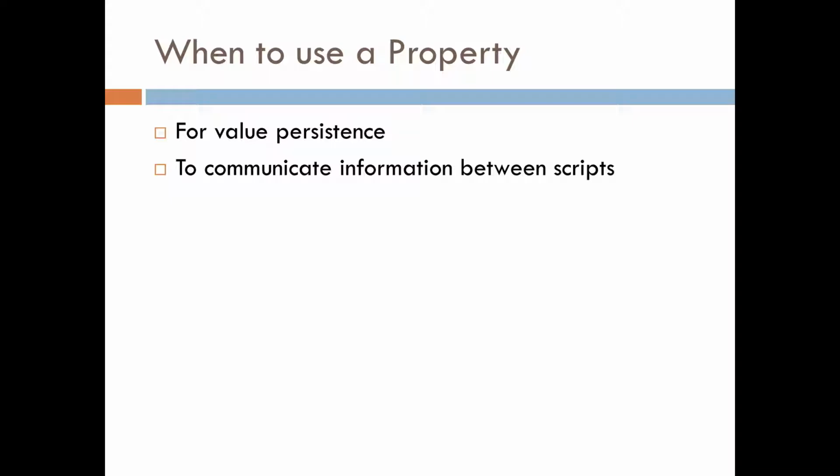So when do you use a property? Anytime that you need value persistence and a normal variable does not cut it. And to communicate information between scripts, any type of information, since a property can be any object or primary variable type. Be careful though, because the more properties that you have for a script, the more your script takes up in memory. Keep that in mind.